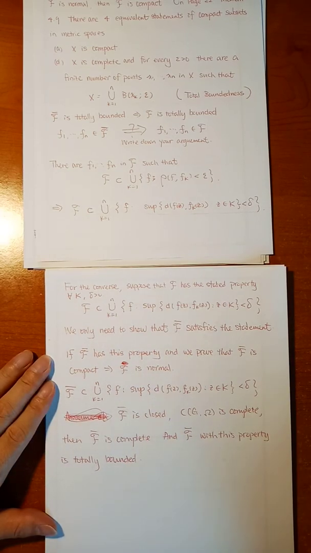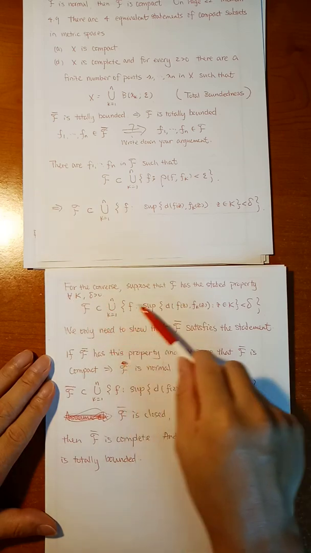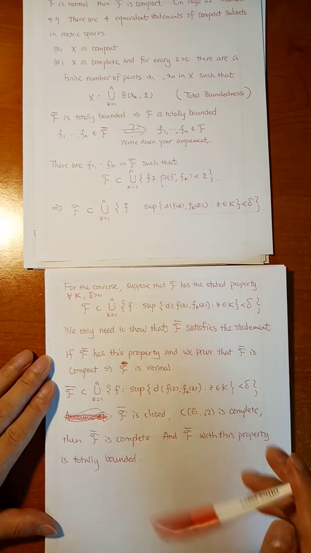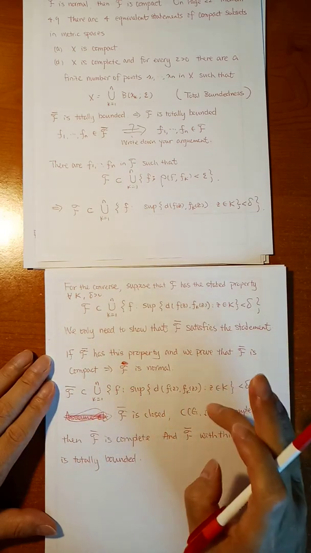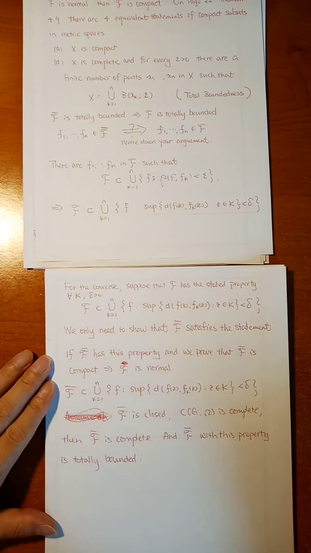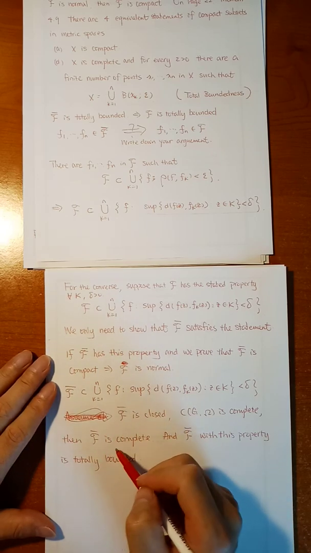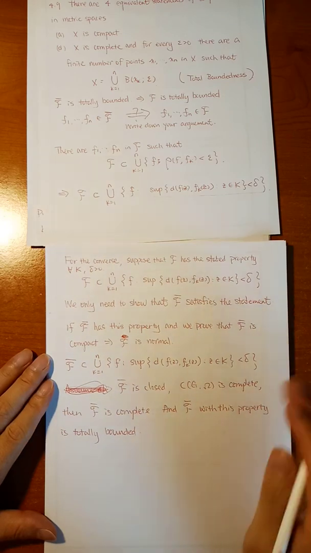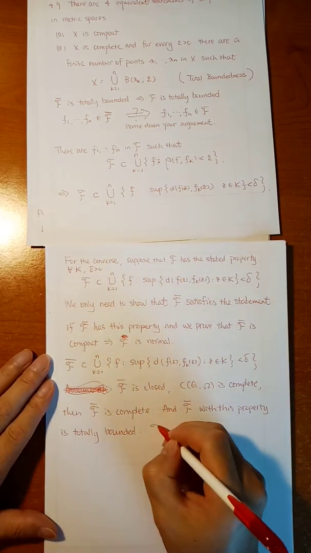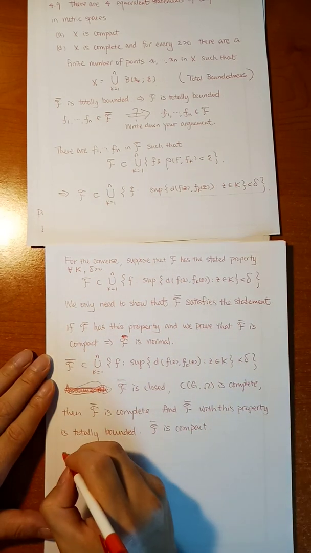Why? F bar with this property is totally bounded. It's because for every K and delta, F satisfies this condition, then F bar also satisfies this condition. It is covered by the open disks, and those F, they belong to the family, they also belong to the closure of the family. So this is exactly the definition of total boundedness for F bar. But without the closure, we cannot claim it is complete. With the closure, we can say it is complete. Okay, so it's complete and totally bounded. So F bar is compact. F is normal.